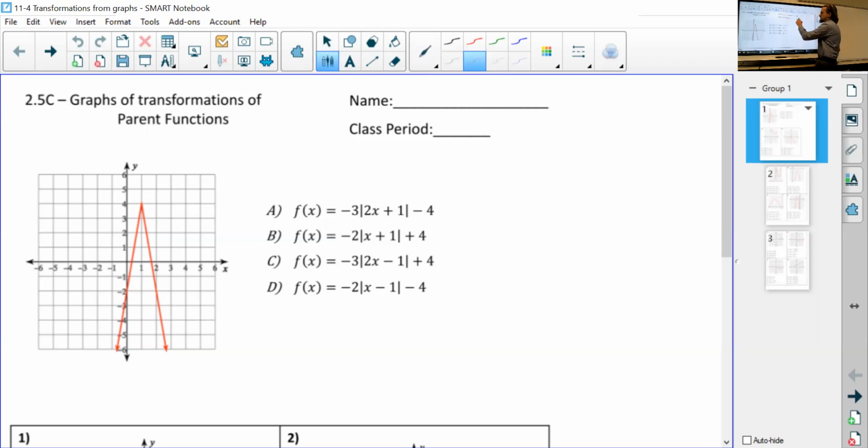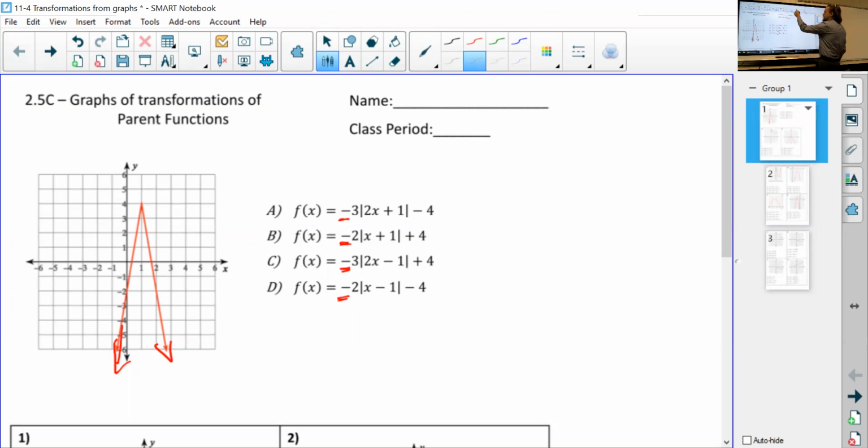First off, we can tell what kind of function it is. Since this makes a v, it's an absolute function, so we should see absolute value, which does not help us at all. All of our answers are absolute functions. We move on. I see it's pointing down. So I know that's a reflection, so it should lead off with a negative sign, which again doesn't help us at all. So they all have that.